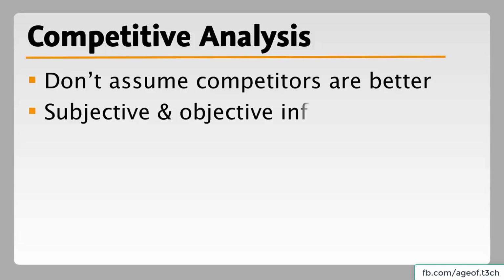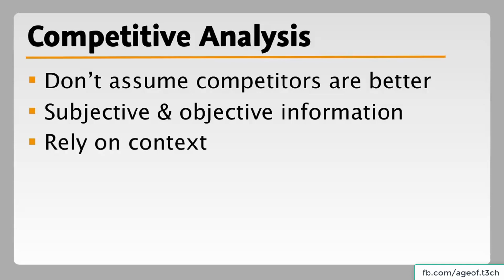You see, there's always subjective information and objective information. A competitor's rankings are subjective because you really don't know what people are seeing when they click on those rankings. You don't know what they're doing. You've got to rely on context. You've got to know what is objective information that you can compare and know that you're doing better or worse. And what is subjective information?